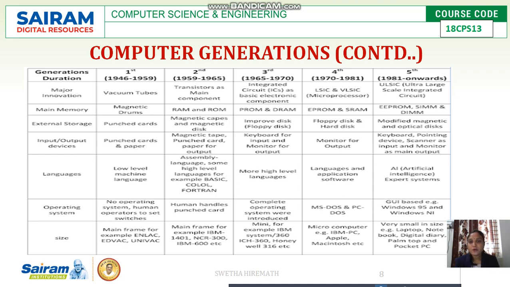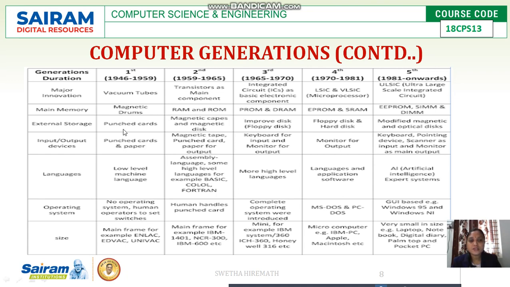As for size, the first generation computers were mainframes, for example ENIAC, UNIVAC and EDVAC. All these were very space occupying systems. The second generation were mainframes, for example IBM 1401, NCR 300, IBM 600. In the third generation, minicomputers were there, for example IBM systems. Then the fourth generation had microcomputers, and the fifth generation was very small in size, like laptops, notebooks, digital diary, palmtop, pocket PC. All these were developed in the fifth generation.